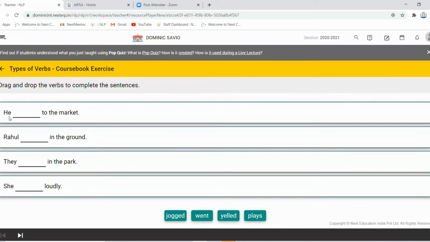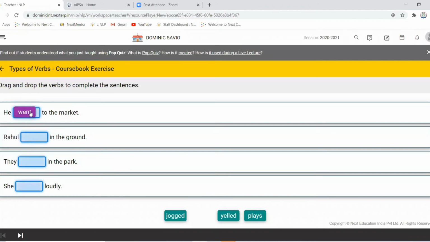Okay, now you can write down he dashed to the market, Rahul, all these sentences as simple sentences. Then your duty is to fill these sentences with the suitable verbs given here. Jogged. You can write down these verbs also: jogged, went, yelled, place. Okay, let us see the correct answers.